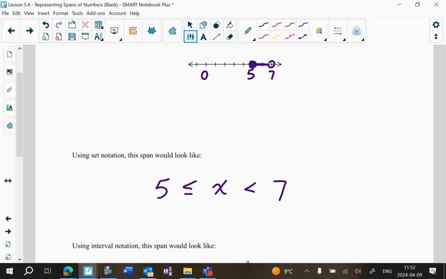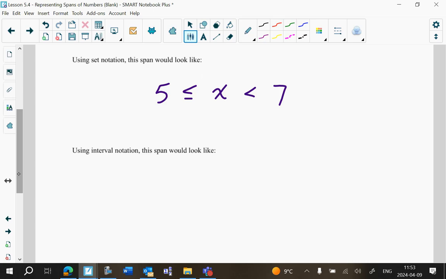Who can tell me what the interval notation would look like? Bracket 5, comma. That's right. You're getting the hang of it.